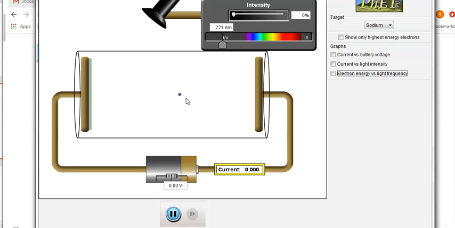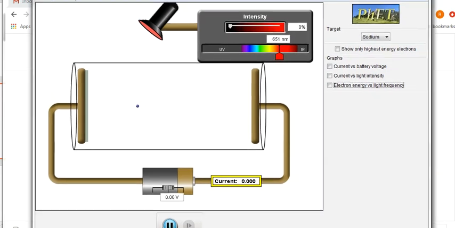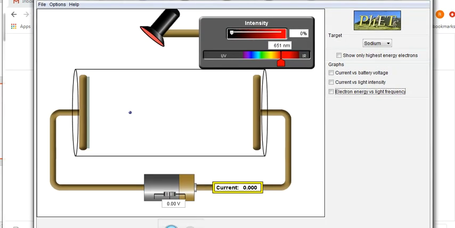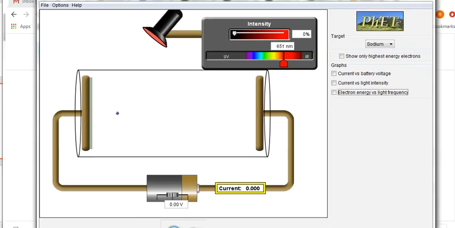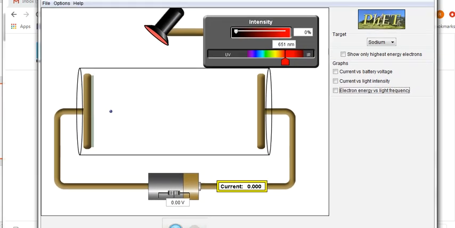And you see I still have some little electrons running around in there. Now I'm going to shine some different colors of light. You can see I can change the color of light on here, okay? And let me make it so you can see the whole thing here as we're playing around with this.